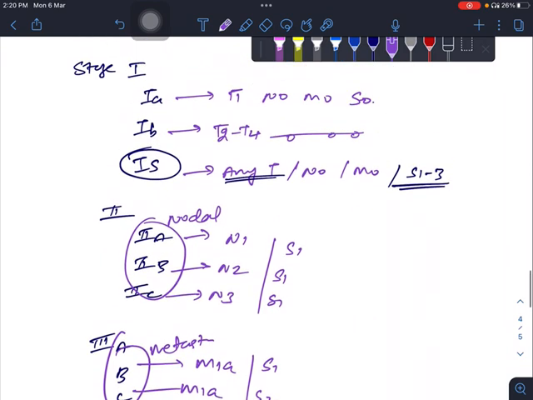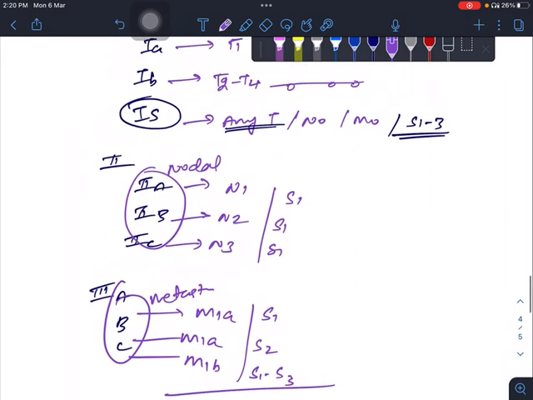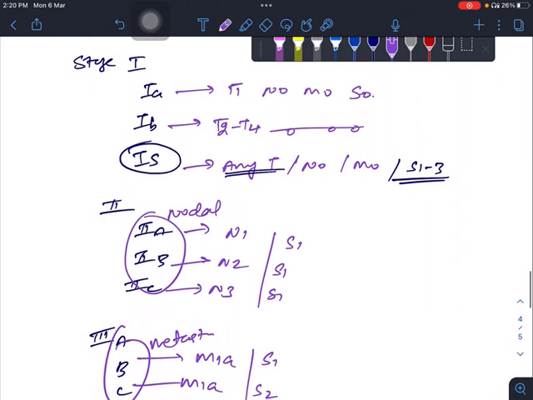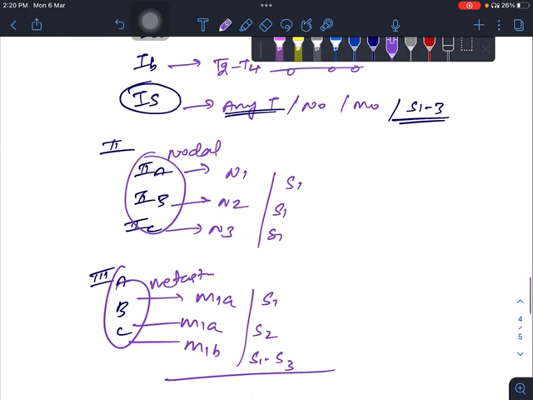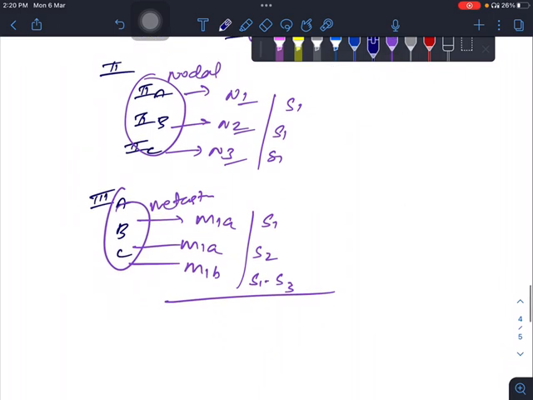Okay, so stage 1 there is no nodal involvement. Stage 2 there is nodal involvement, N1, N2, N3, and stage 3 metastatic, with persistent elevation of tumor markers.